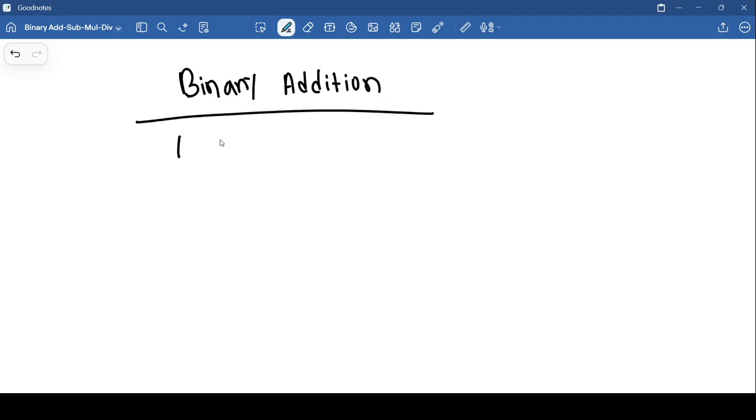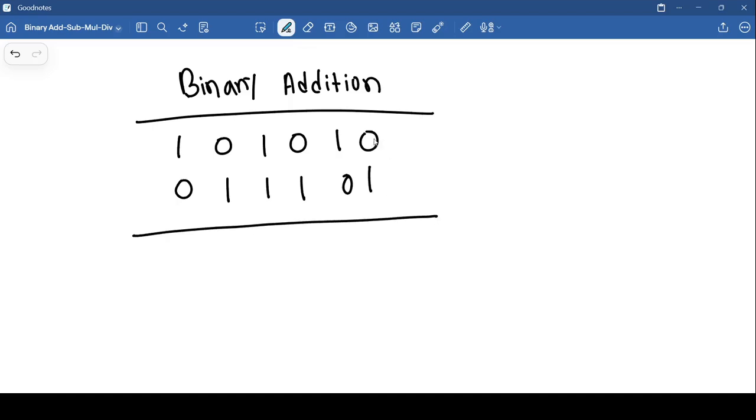So given 1 0 1 0 1 0 and 0 1 1 1 0 1. Okay. Then what will be the answer? 0 plus 1 means 1. 1 plus 0, it's 1. 0 plus 1, it's 1. 1 plus 1 means 10.